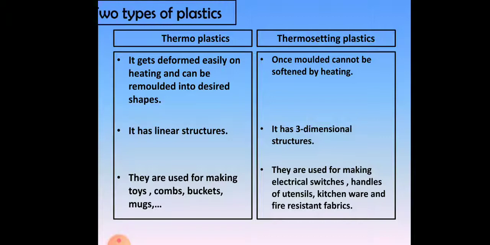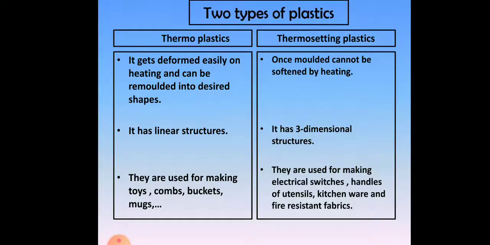There are two types of plastics, namely thermoplastics and thermosetting plastics. Thermoplastics get deformed easily on heating and can be remolded into desired shapes. Coming to thermosetting plastics, once molded they cannot be softened by heating. Thermoplastics have linear structures and thermosetting plastics have three-dimensional structures.